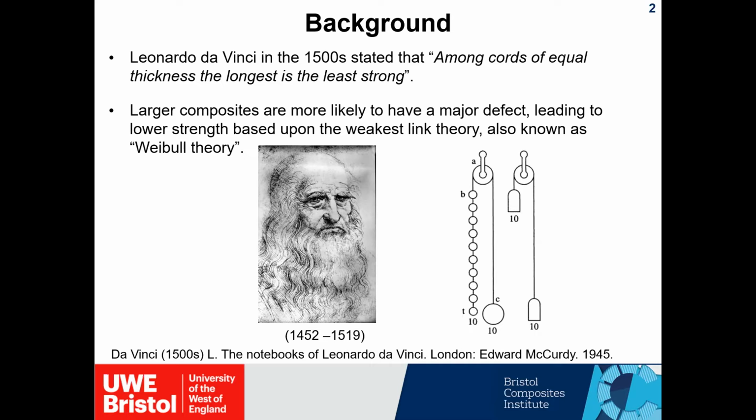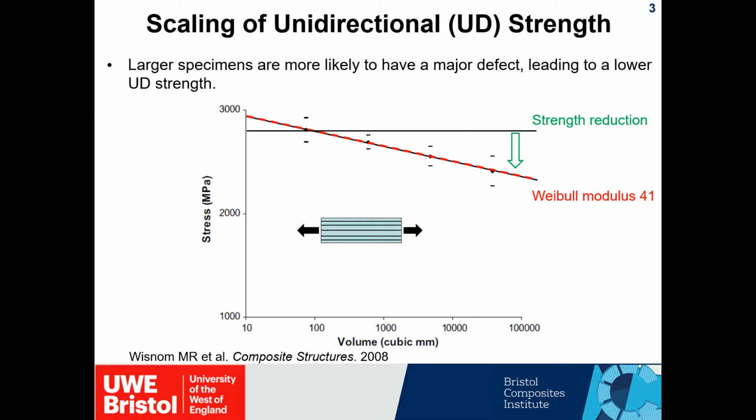And we could use the same concept in composites. The UD composite strength is controlled by defects in the fibers, so they will follow the same weakest link theory. We often call it Weibull theory. Extensive, careful experiments were conducted by Michael and his co-authors. In this case, they tested UD laminates with different volumes, and you can observe a very significant reduction of tensile strength when the volume is scaled up. In this case, it's up to 14%.